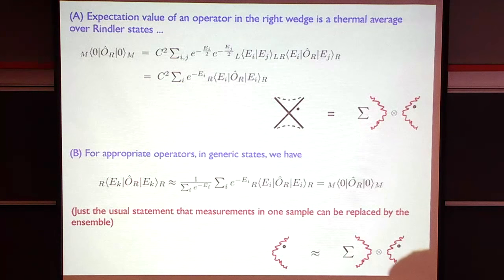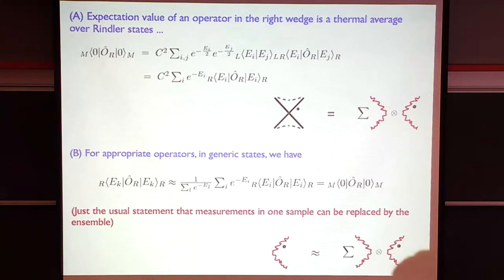You can replace the expectation value in one state by an ensemble average. It's just stat-mech, and it's not easy to say in stat-mech for which states you get a good replacement of a microcanonical ensemble by a canonical ensemble, but we know that it is there in general, and just look at those operators for which you can actually do this. But suppose for those operators and those generic states you can replace the expectation value in the state by the ensemble average, but this, of course, we have just seen is equal to the Minkowski one.